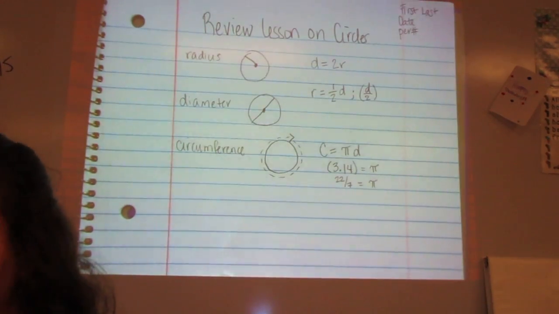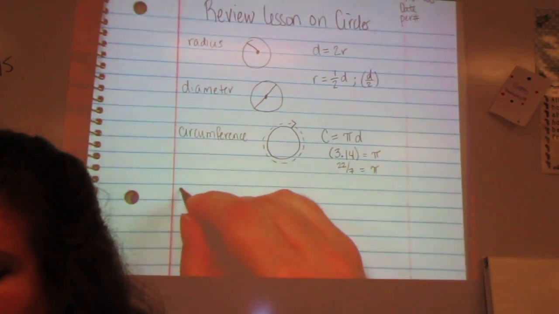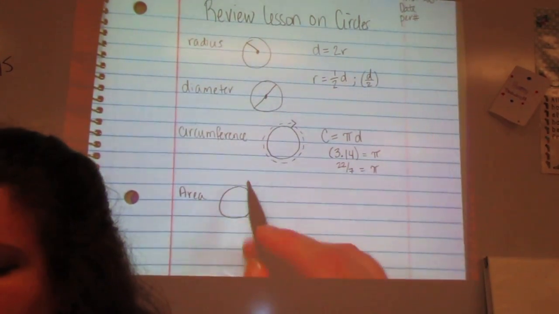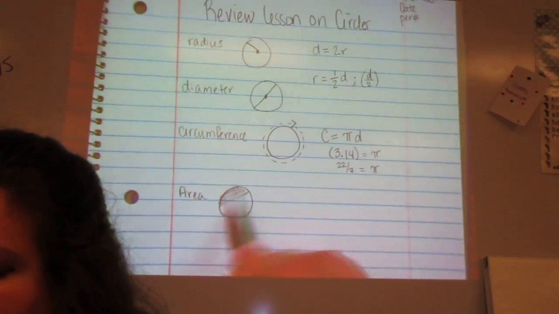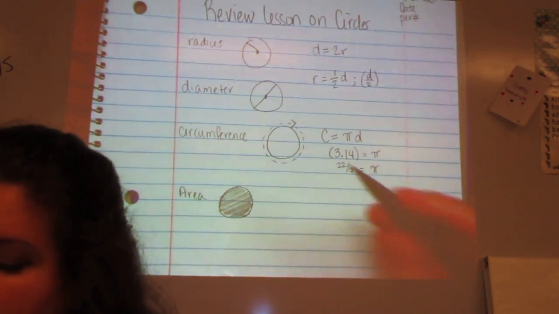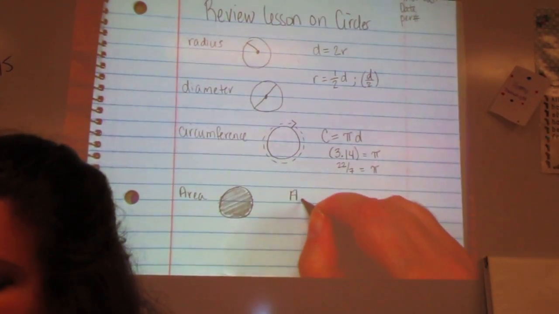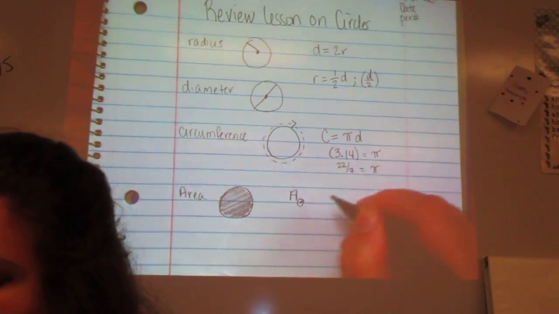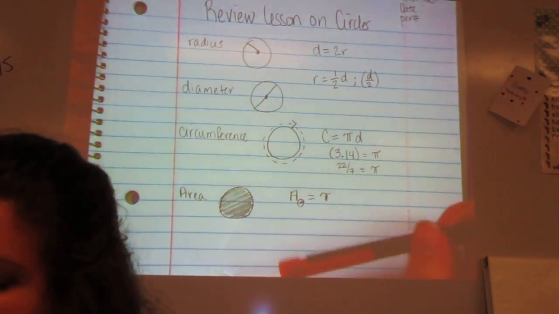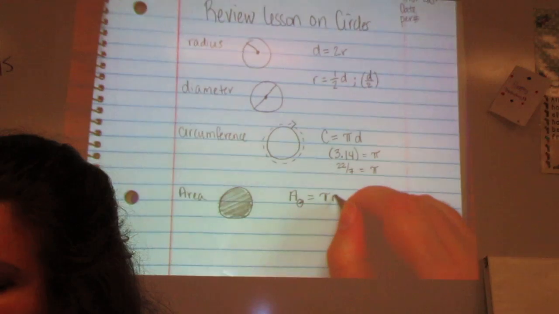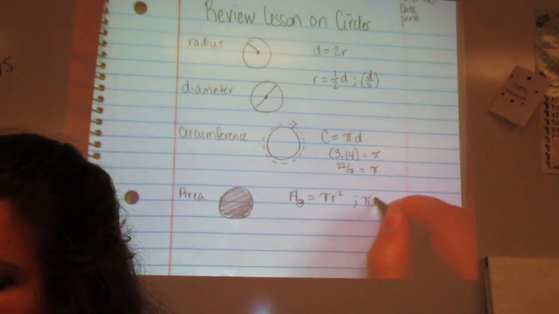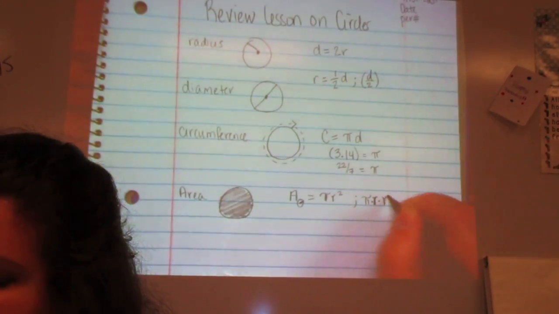Finally, we have the area of a circle, which is how much two-dimensional space we have inside the circle. So it's the shaded region. And the formula is the area of a circle is pi times the radius squared, which means it's pi times the radius times the radius again.